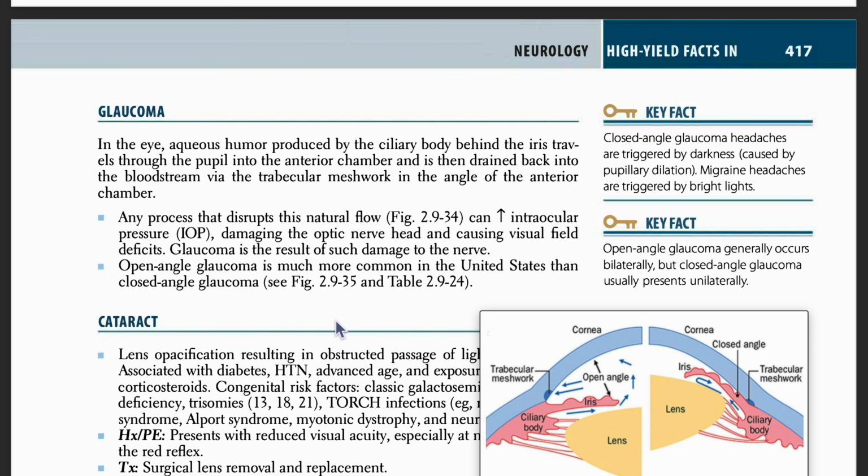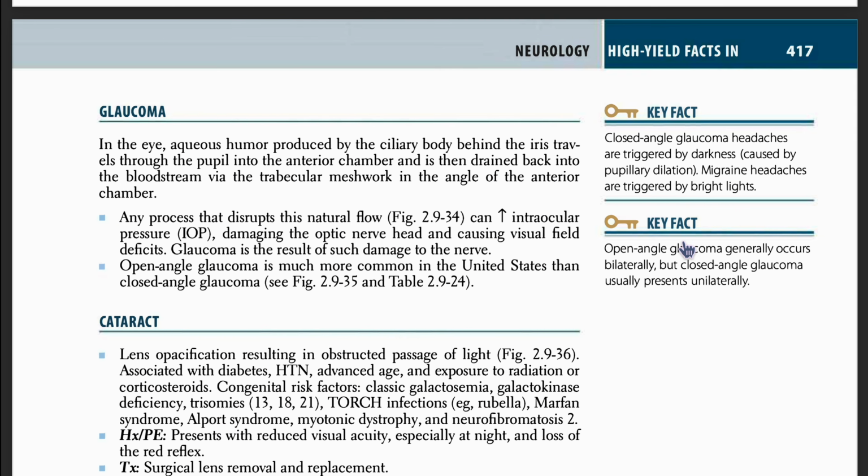Open angle glaucoma is much more common in the United States than closed angle glaucoma. Closed angle glaucoma headaches are triggered by darkness caused by pupillary dilation. Migraine headaches are triggered by bright lights. Open angle glaucoma generally occurs bilaterally, so you're going to find it in both eyes, whereas closed angle glaucoma usually presents unilaterally.